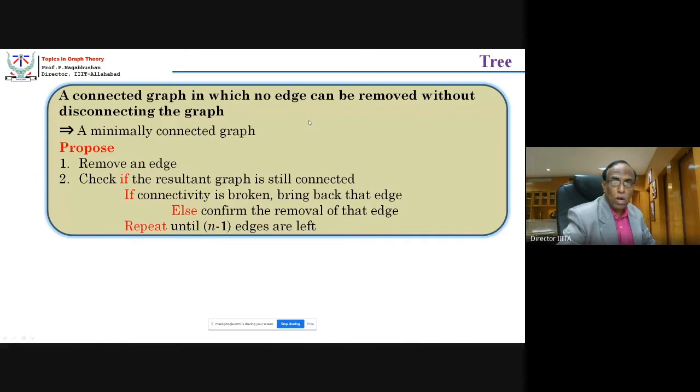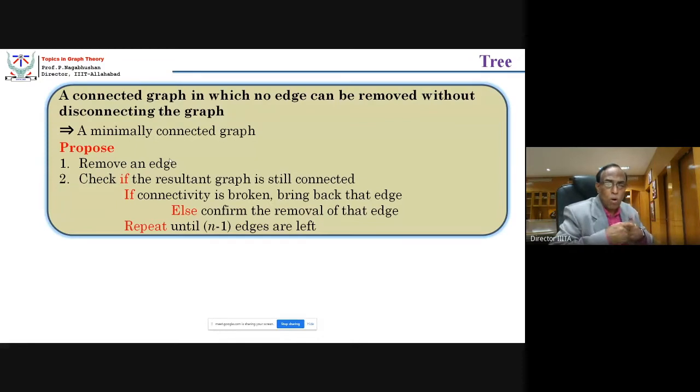So now what is the algorithm? Try to remove an edge, and upon removing the edge, if the graph becomes disconnected, then it is not going to result in a tree. So that edge has to be present in the tree. If the removal of that edge does not disconnect the graph, then remove that edge. If the graph still continues to remain connected, then better remove that edge.